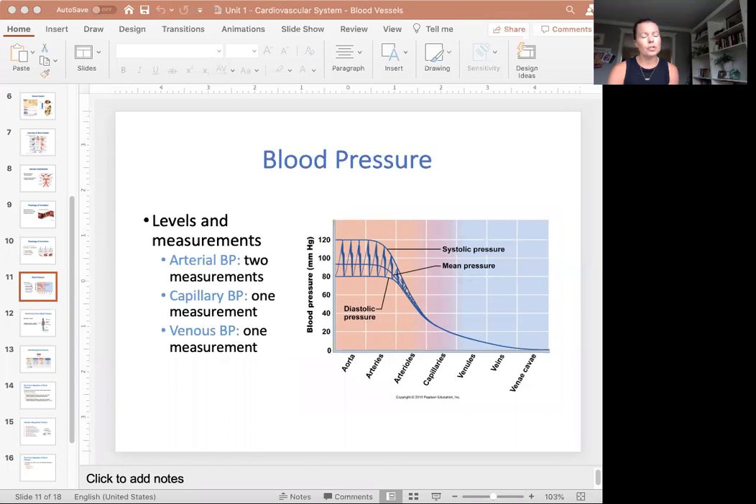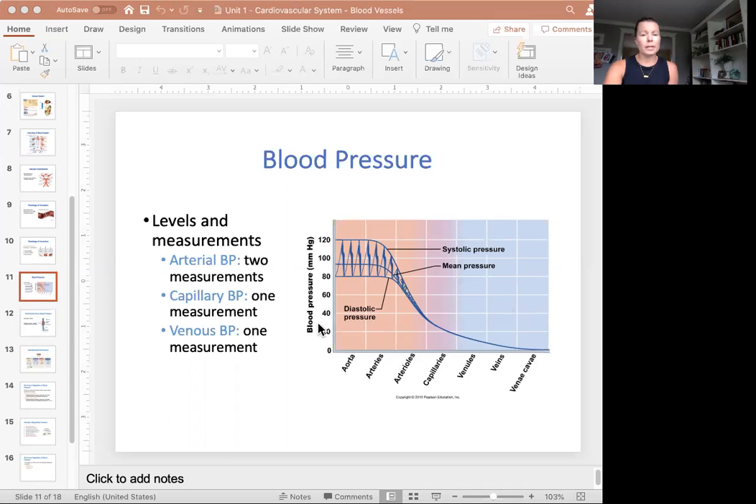And when you're measuring blood pressure in an artery, there are two pressures. The first one is systolic pressure, and systole is when the ventricles are contracting. So, systolic pressure is the blood pressure in the artery as the ventricles contract, as they are in systole. That's why it's called systolic pressure.